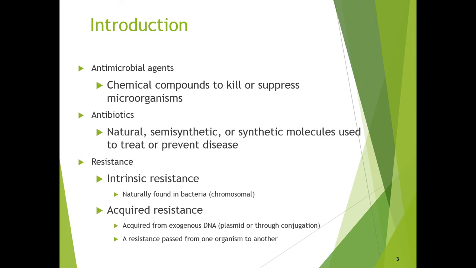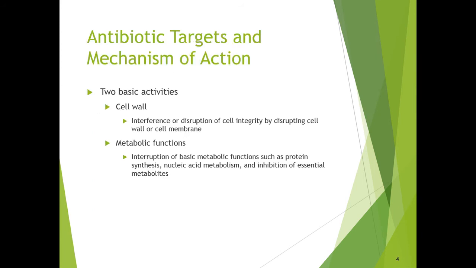Acquired resistance is an acquired resistance to an antibiotic that is from an outside source. So, for example, passing some DNA from one organism to another organism. The new organism acquires that resistance from the other organisms. So it's passed from one to another.